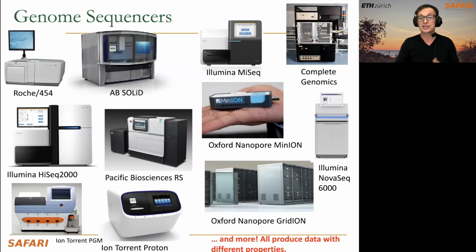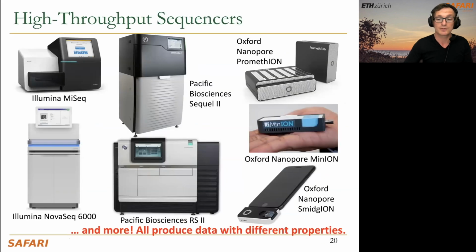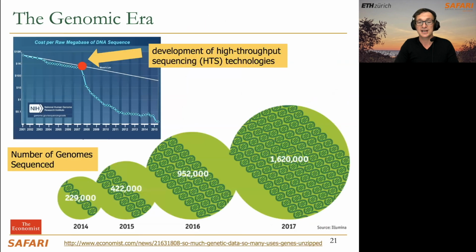There are many, many genome sequencers. There are small ones, big ones, expensive ones, cheap ones, and they have very different properties. The technological advances in genome sequencing have enabled a genomic data explosion. With the introduction of high throughput sequencing technologies, the cost of genome sequencing has reduced greatly. And more recently, with the introduction of nanopore sequencing technology, it has reduced even more. So you can see that the cost of a genome is reducing much faster than the cost of a transistor.